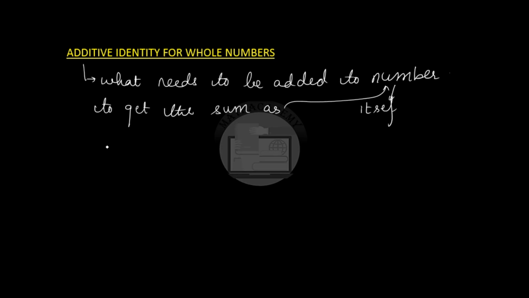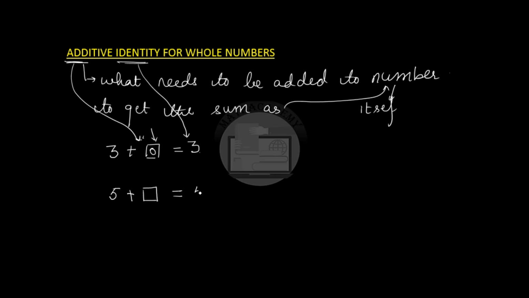Okay, so if I have a number 3, a whole number 3, what should I add to 3 here so that I get the identical result, which is 3? What I need to add to 3 to get the identical result 3? We know that 3 plus 0 gives a 3. What needs to be added to 5 to get the identical number 5? We know that 5 plus 0 is 5.